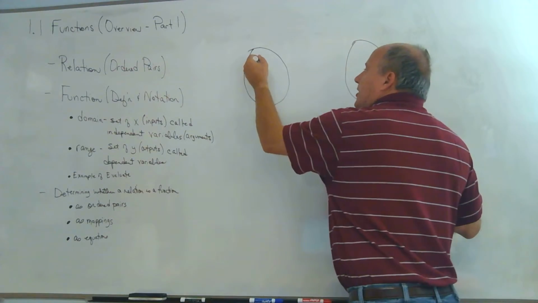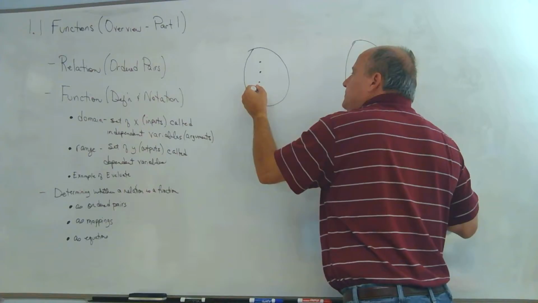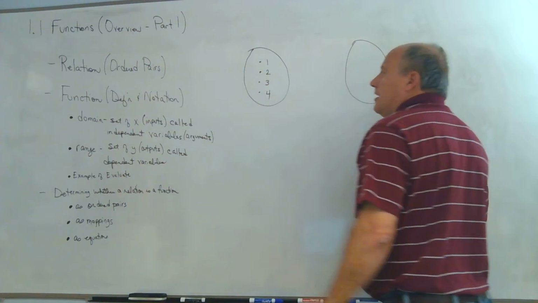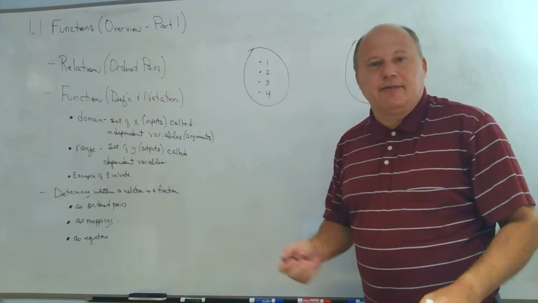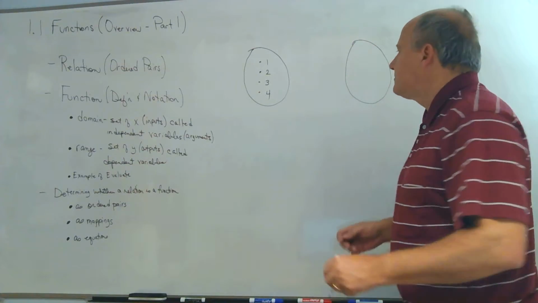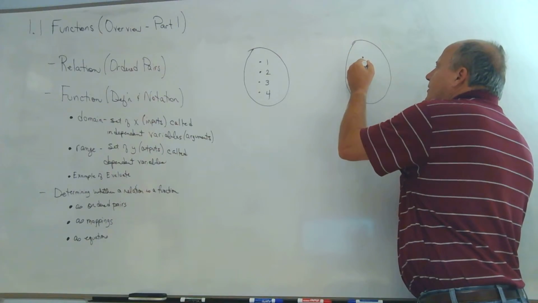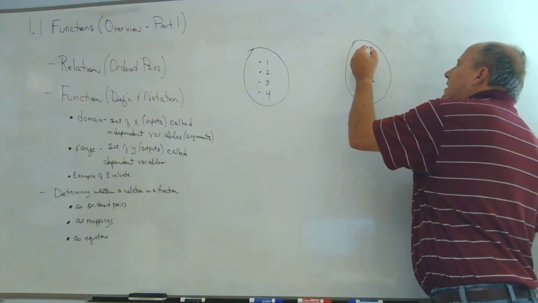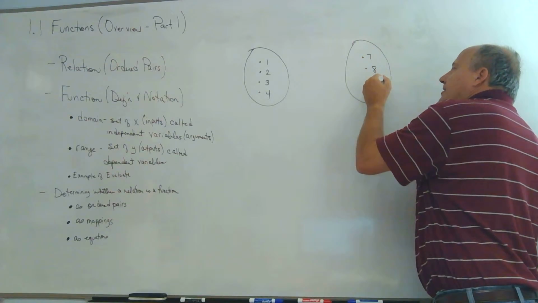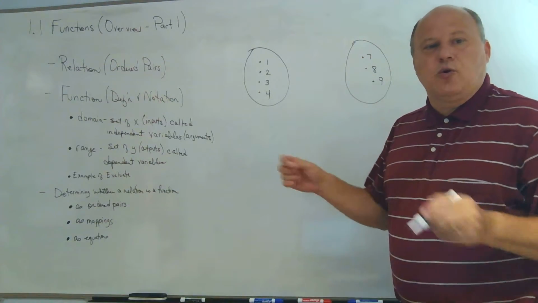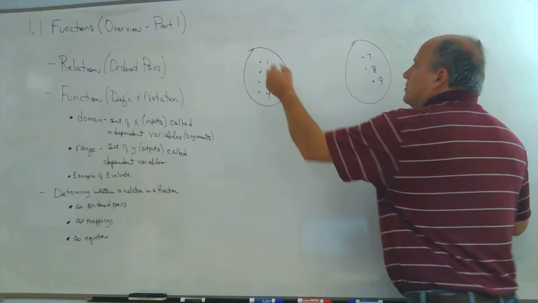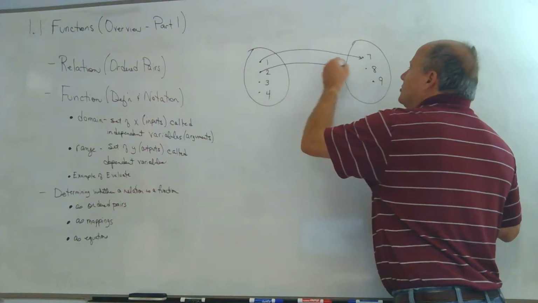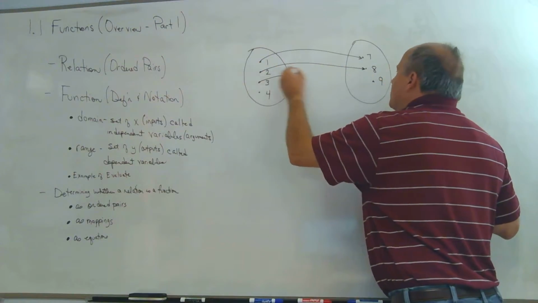And like I said, they're usually numbers. So let's say 1, 2, 3, 4. They can have more than that number of elements; you could have a lot of elements in that set. And over here, there are 3 elements, and we'll call those 7, 8, and 9. So we have a correspondence. What a correspondence would look like is this: 1 might go to 7. 2 corresponds to 8. 3 corresponds to 9.